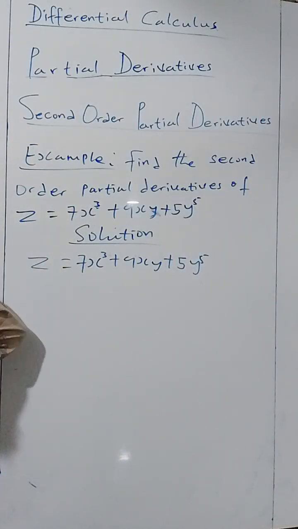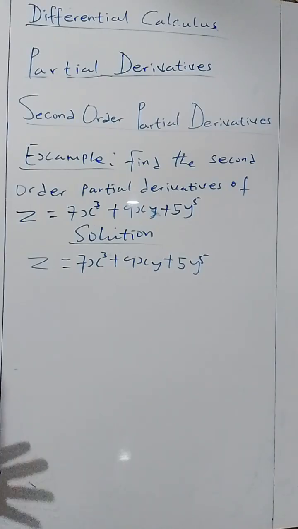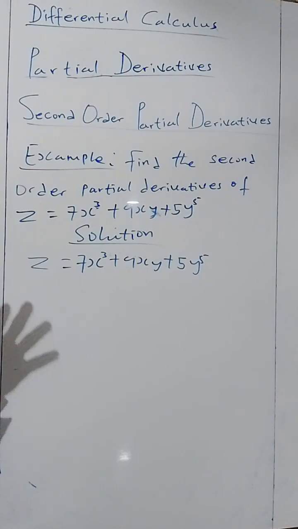You remember in our previous video that you were told, in order to find higher order partial derivatives, you need to first find the preceding order partial derivative. What do I mean by that? In order to find the second order partial derivative of the function, you must have found the first order partial derivative, because it's from the first order partial derivative that you derive the second order partial derivative.